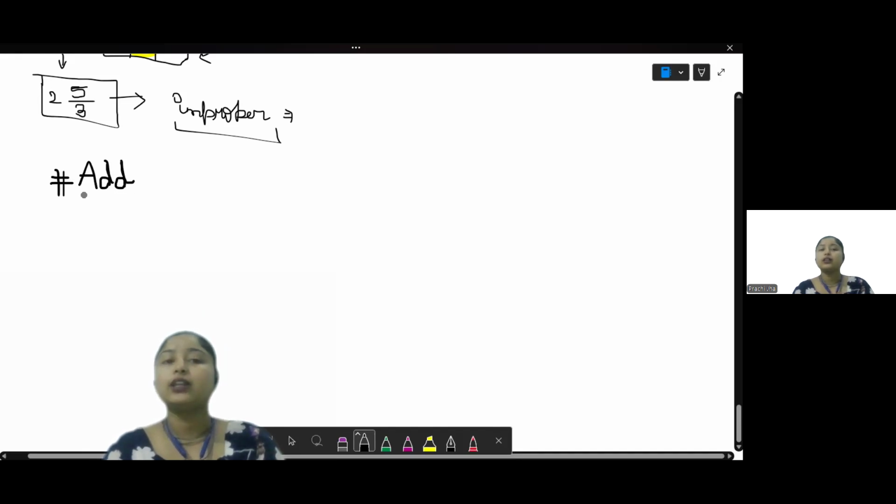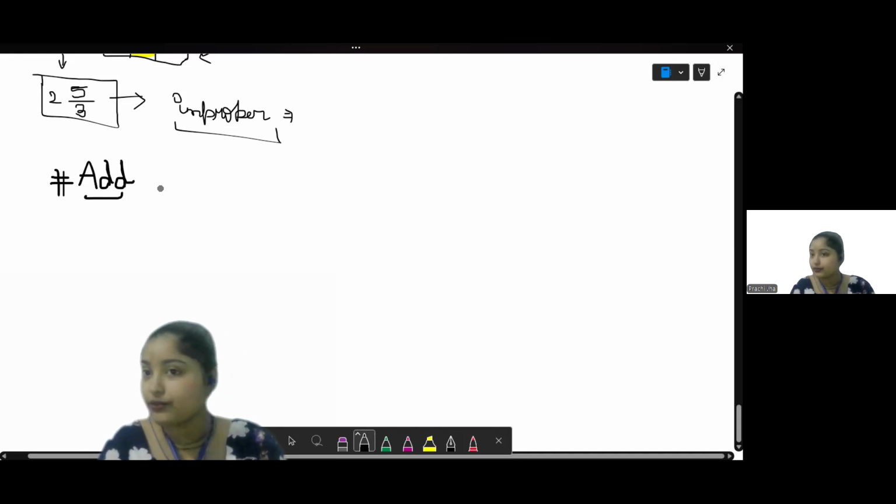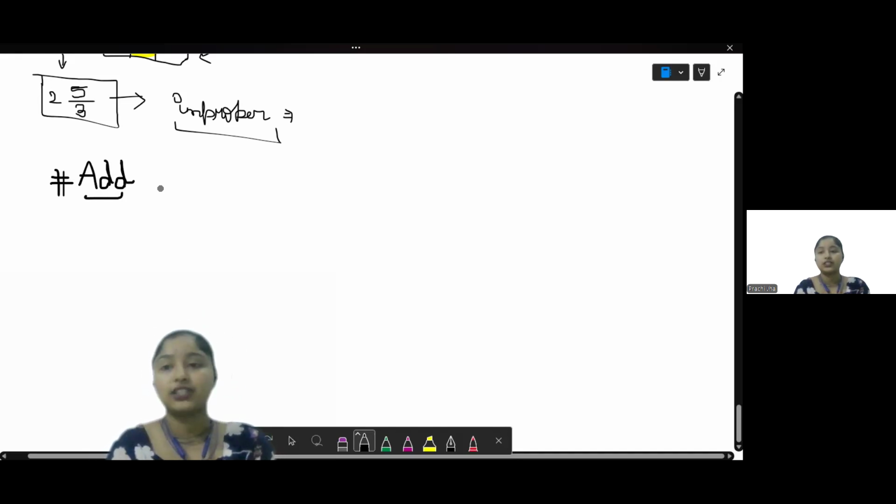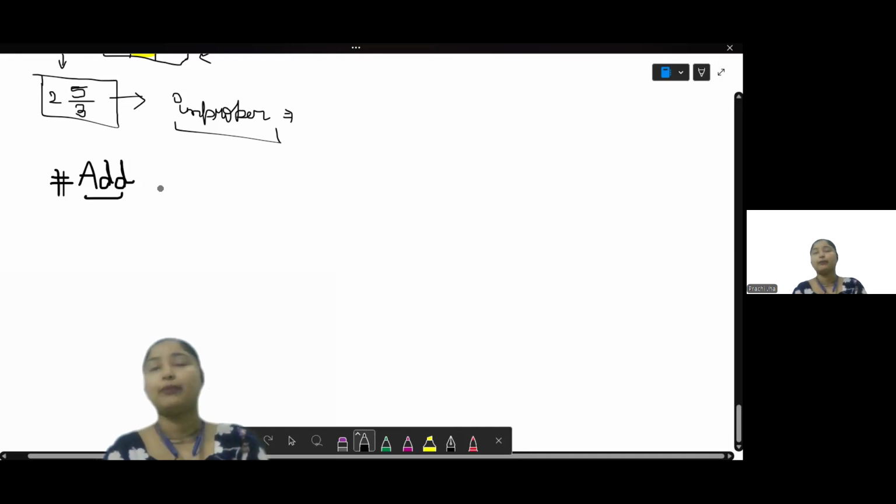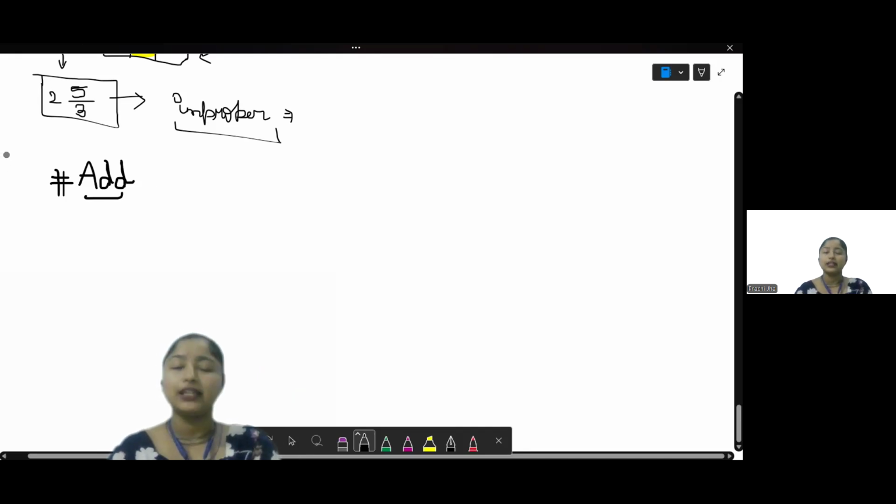Now, if you learn addition in fractions, it will be very easy to do subtraction in fractions as well, because both the concepts are the same, just the operation is different. The method is the same, just the sign will change, right? Let's start doing it. First of all, let's try to add like fractions. Now remember, what are like fractions?